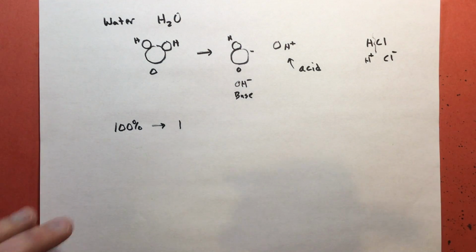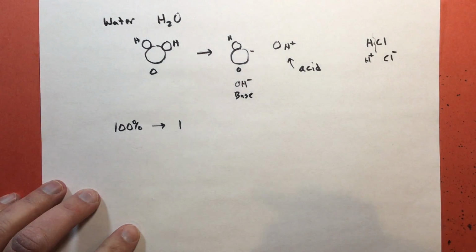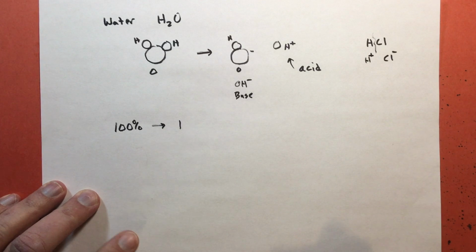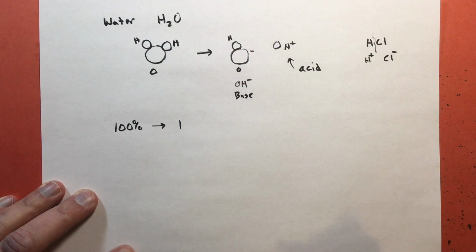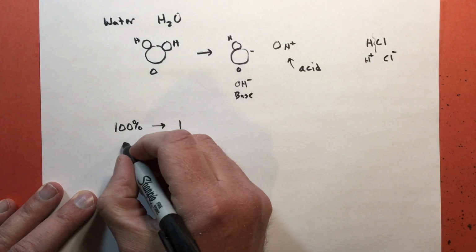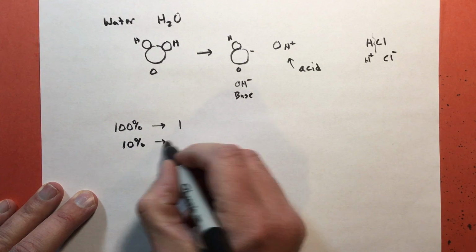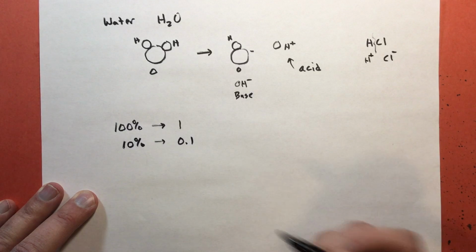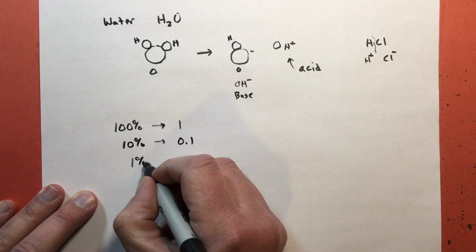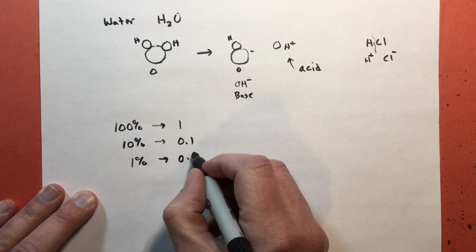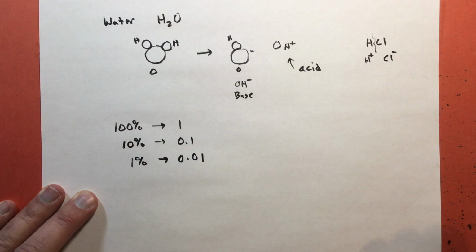Now we can go through 90%, 80%, and so forth, but to be honest, we don't really need to do that because you never get that high. You never get a solution with that high, at least I don't think so. I guess it'd be highly dangerous. I don't even know how that'd be possible. But if I move down to 10%, that's going to be 0.1. And if I move to 1%, that's 0.01. Do you see what I'm doing here?